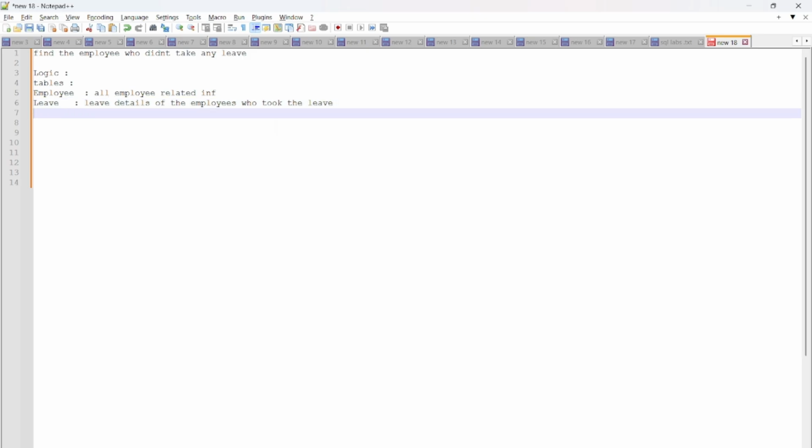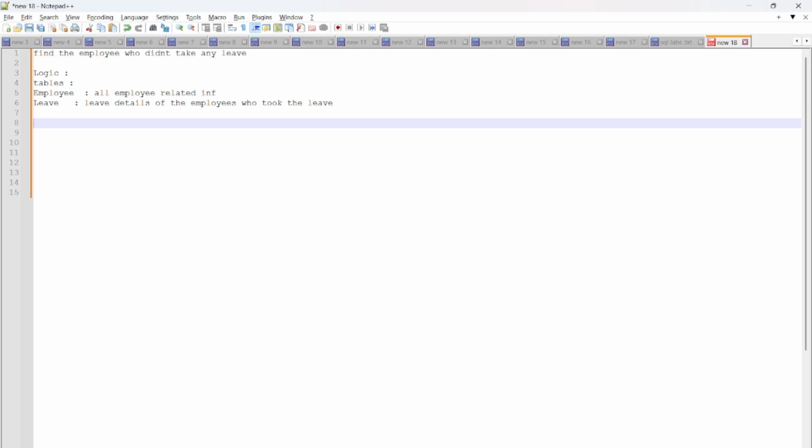Fine. Now, what about the rest of the people? For example, I have 5 employees, 3 employees took the leave. The rest of the 2 employees' data won't be available in the leave table. So what is the interview question now? Find the employees who didn't take any leave. That means those records which are not available in the leave table, those details they want. Assume we have 5 records in our employee table, 3 took the leave, 2 didn't take any leave. Those 2 records they want.